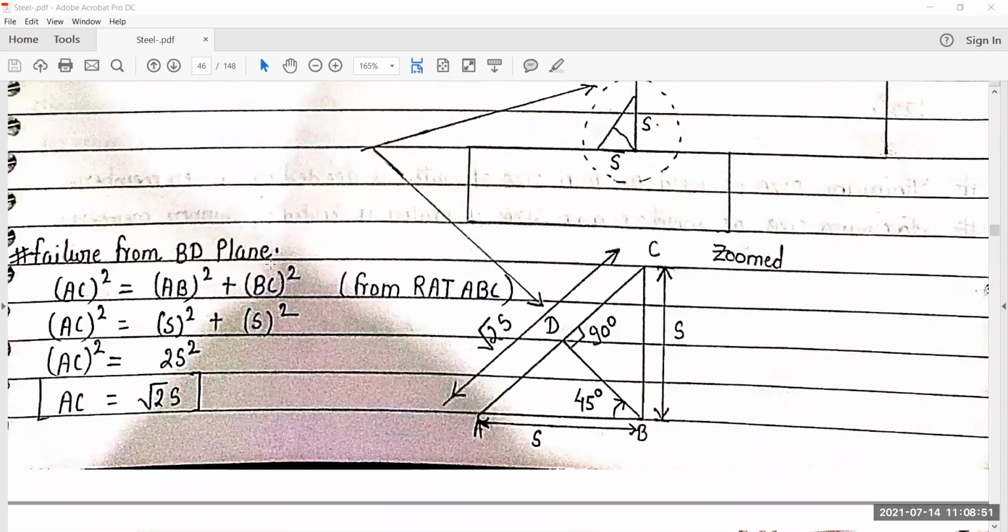From the triangle ABC, AC square equals AB square plus BC square. AC square equals S square plus S square. AC square equals 2 S square, AC equals root 2 S. This is getting the value of the hypotenuse of the triangle. This formula you all already remember.